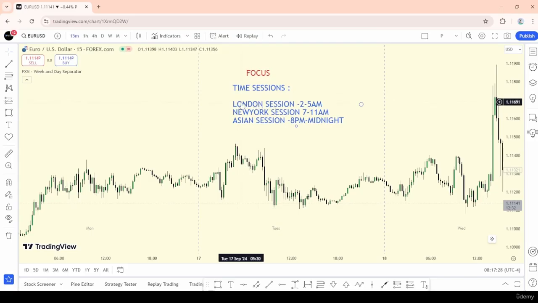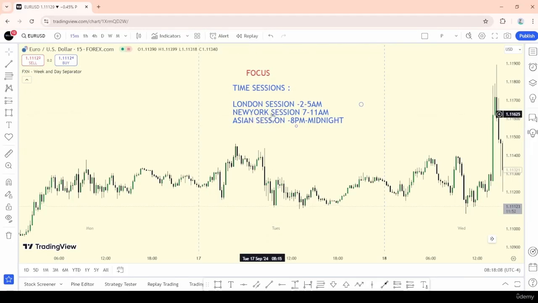So first, we start with the London session, which occurs between 2 a.m. to 5 a.m. In the London session, this is where most of the time the market forms either the low or high of the day. It is a high probability, not a must, for the market to form the high or low, depending on whether we are bullish or bearish that day.